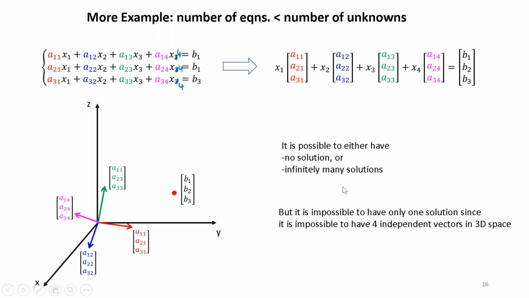Because there are 4 vectors in 3D space, it's not possible that this set of 4 vectors is a linearly independent set. One of them will be expressible as a linear combination of the other 3.